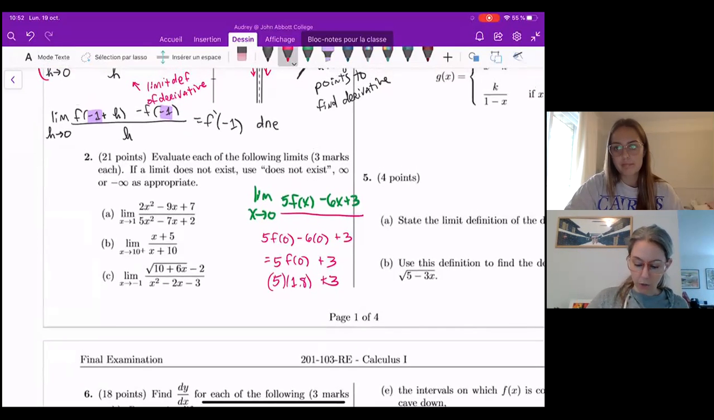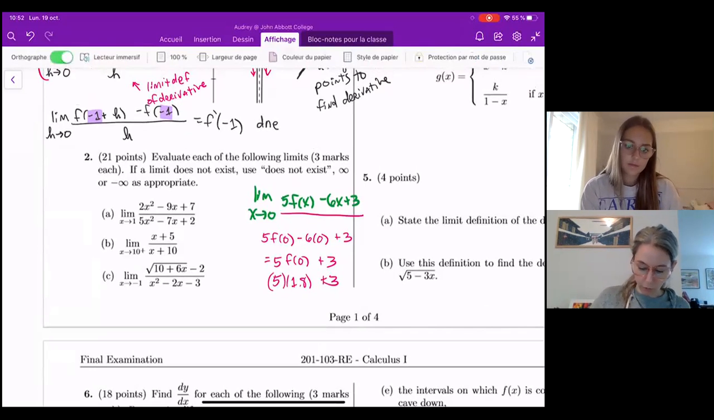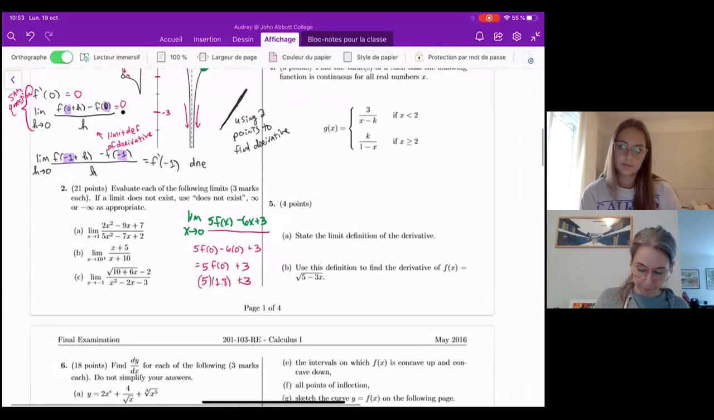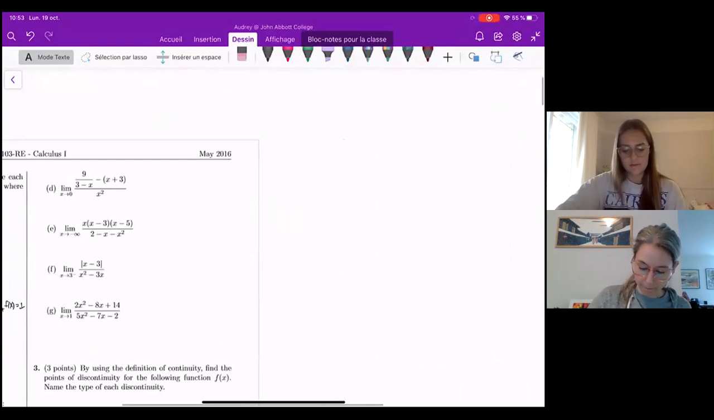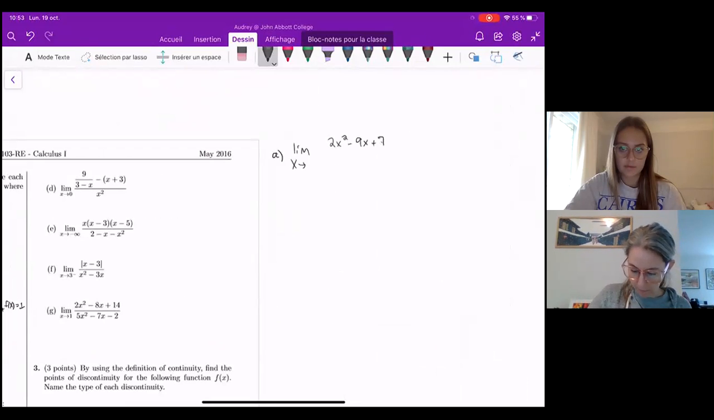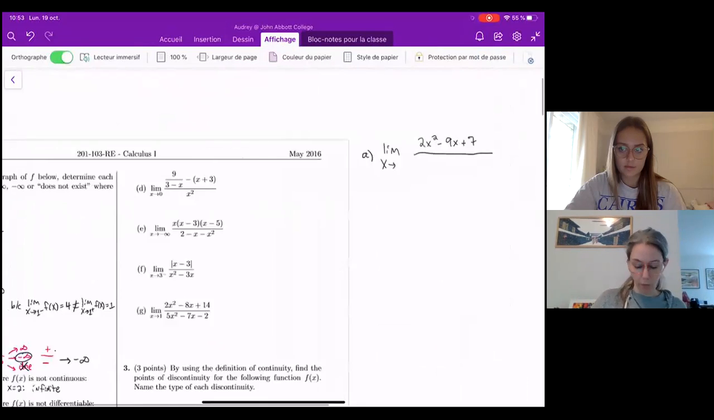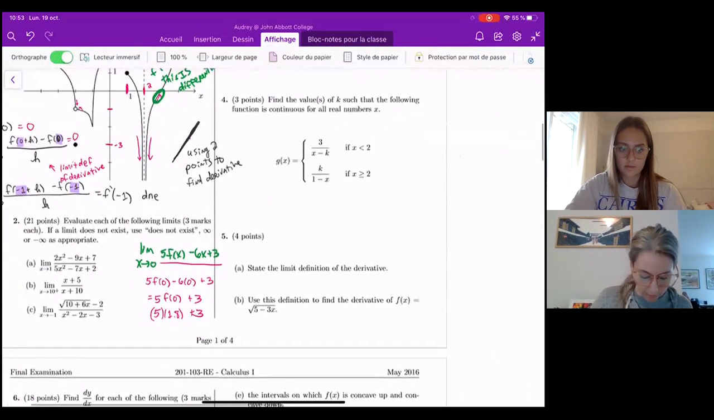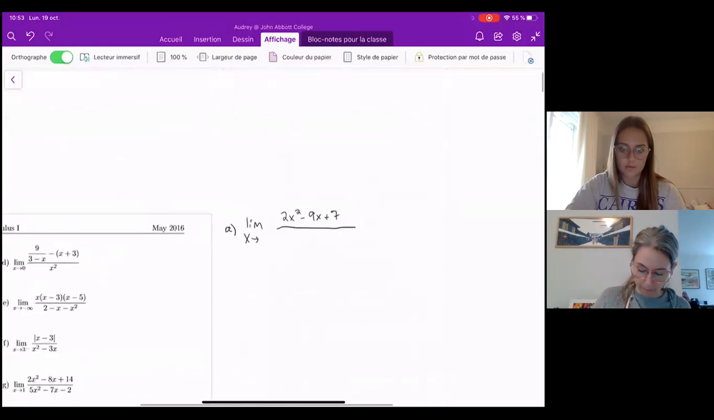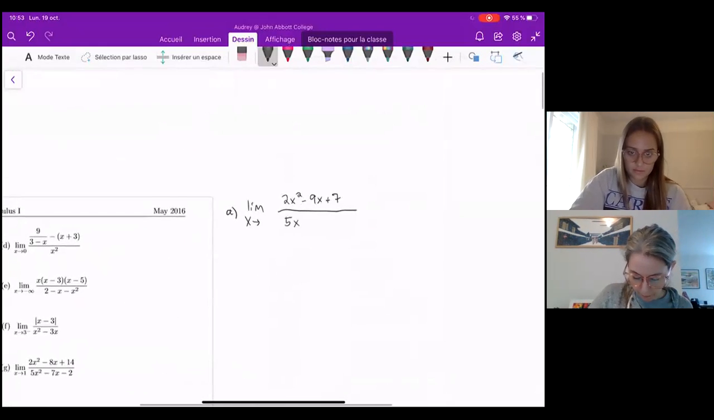So A here. I'm going to go off to the side to do these. We have 2x squared minus 9x. Actually, I'll just zoom out a little bit. 2x squared minus 9x plus 7. Will you post this after to us too? I'll post the video. Okay. So 2x squared minus 9x plus 7, and then 5x squared minus 7x plus 2. And then we were approaching 1.